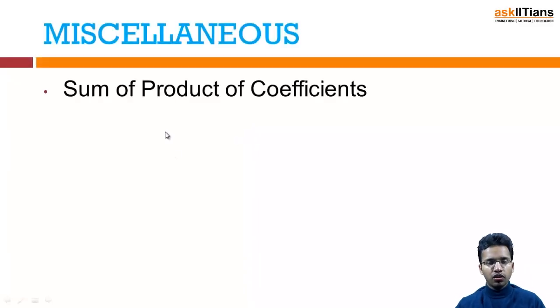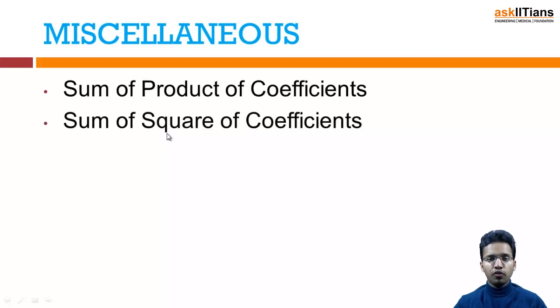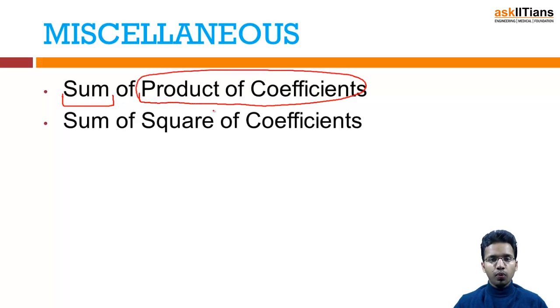In this, we are going to study basically two major properties first: the sum of products of coefficients and the sum of squares of coefficients. So what do we mean by sum of products of coefficients? Obviously the first word is sum, and then sum of what? Product of coefficients. Till now we have discovered only the sum of coefficients, like we did in the previous one. It's talking about the product of coefficients.